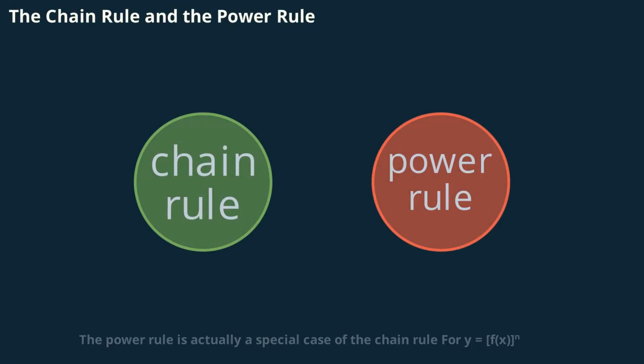The power rule is actually a special case of the chain rule. For y equals (f(x))^n, the derivative is n (f(x))^(n-1) times f'(x). This connection shows how the chain rule underlies many differentiation techniques and highlights the unity of calculus concepts.